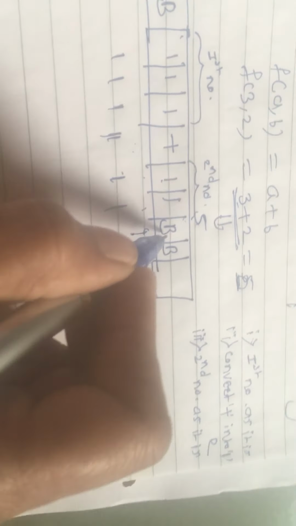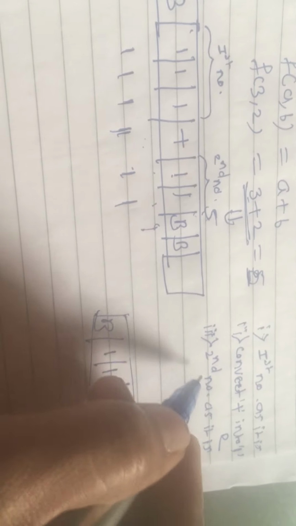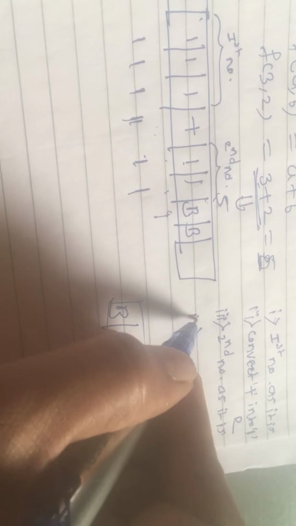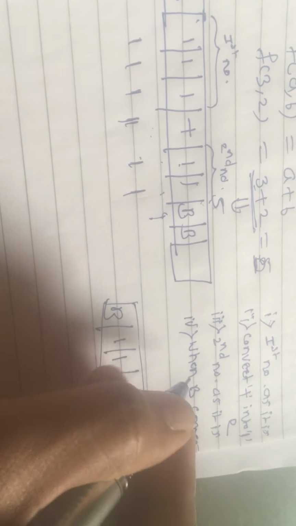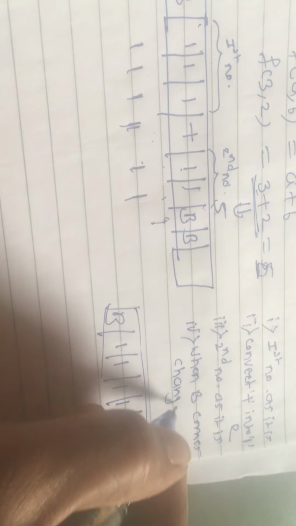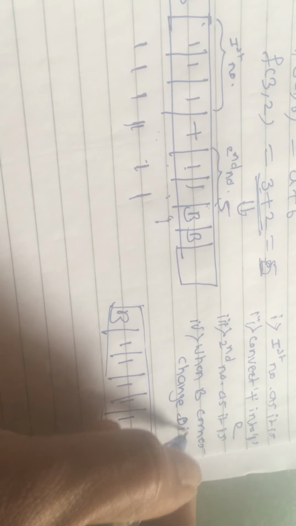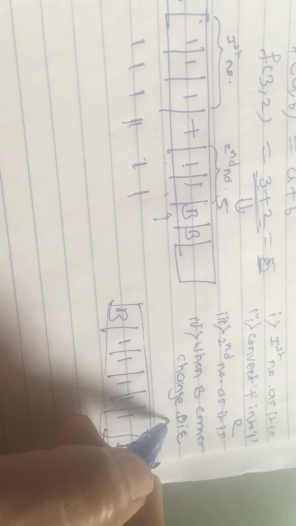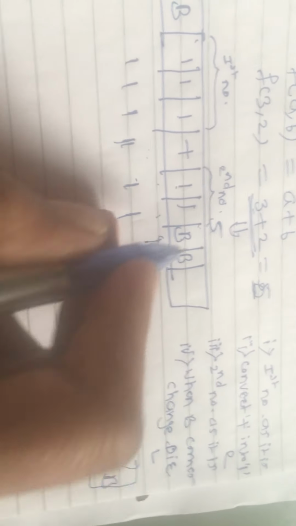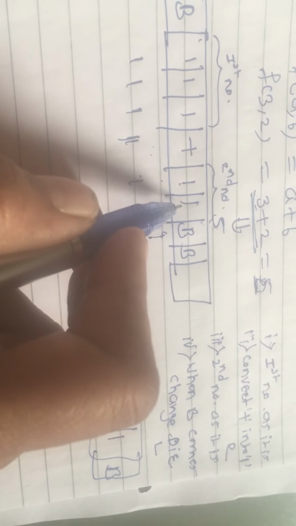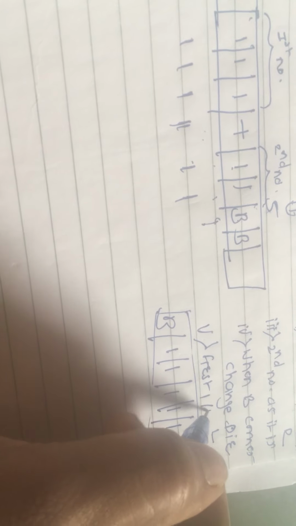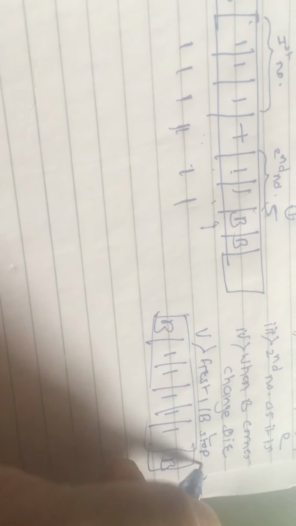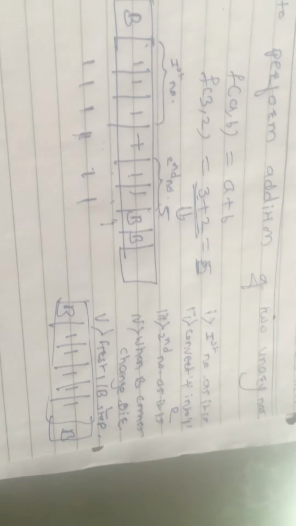Okay, now it will come to B. When B comes, change direction. Now it will be L. And the first one, whatever you are getting there, convert it into blank. Stop.